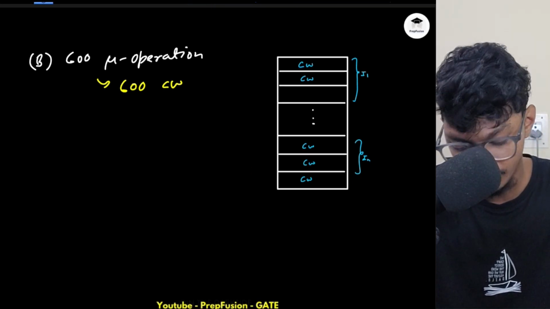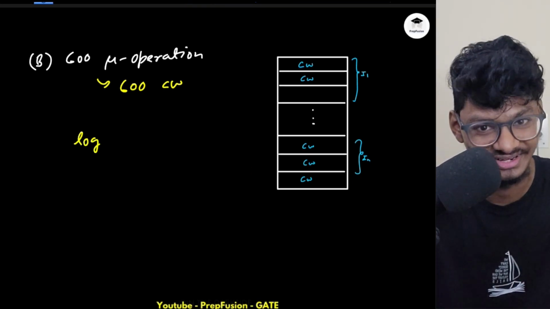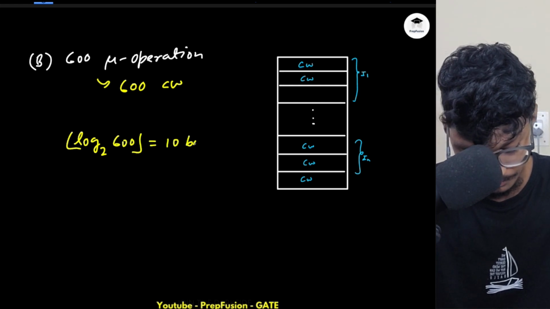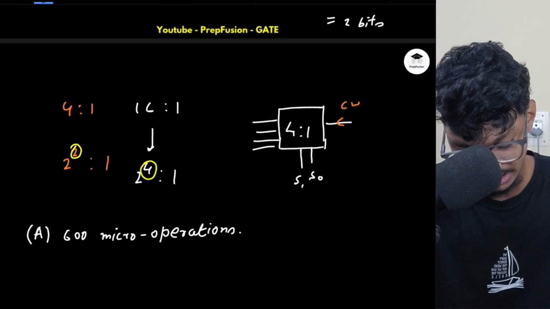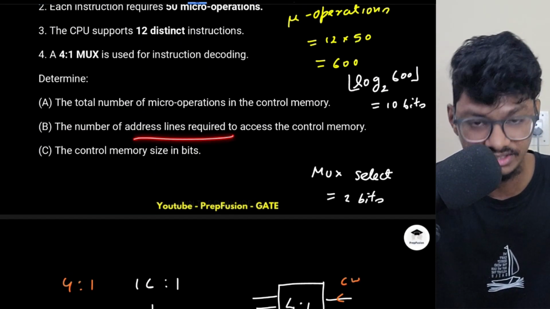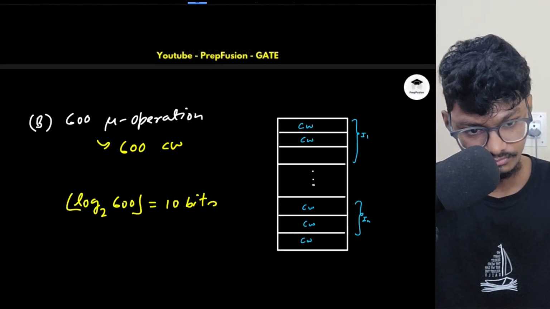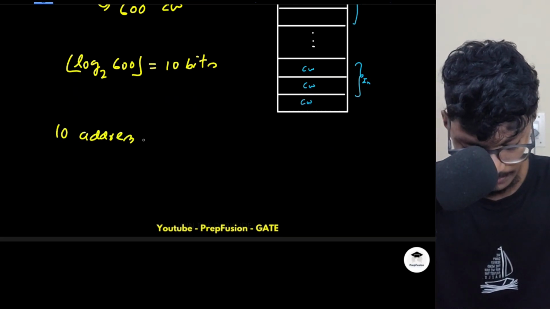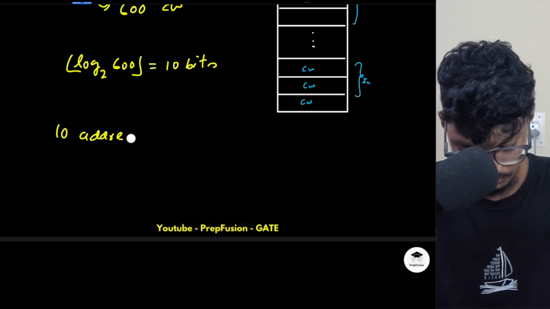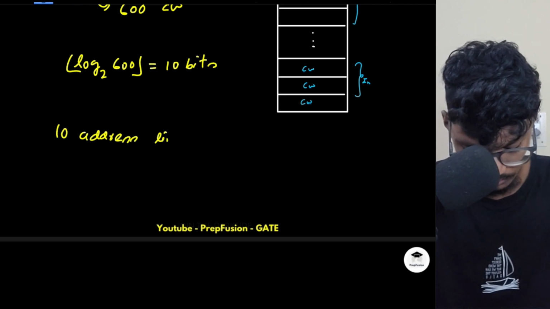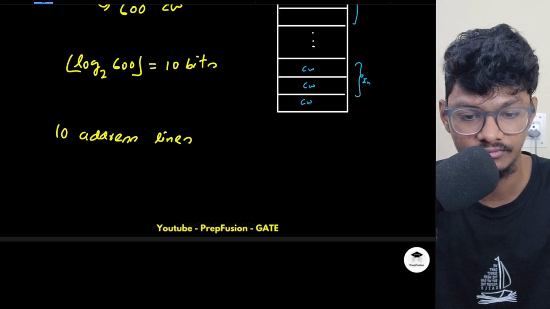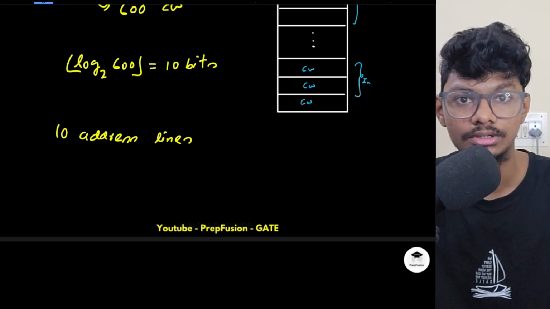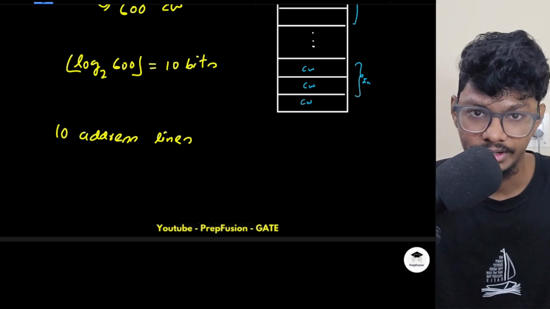So total how many bits will I require? Simply the log of this. I have already done that. So it will be log of 600, right? So that will be 10 bits. I will be requiring 10 bits or 10 address lines. Just hold on a second, I will check if everything is recording or not. Yes, everything is recording fine. So 10 address lines.